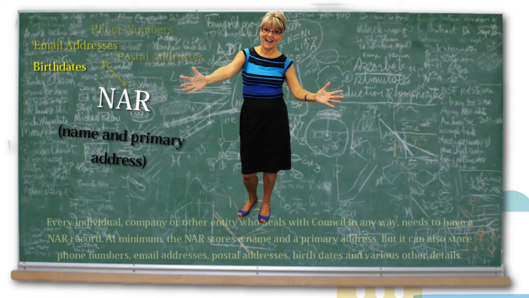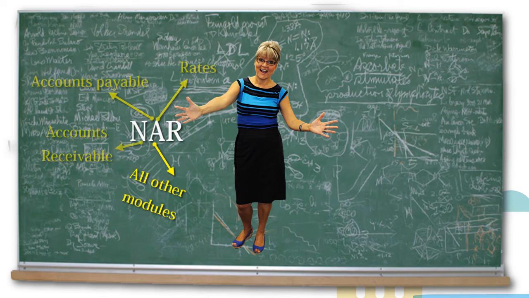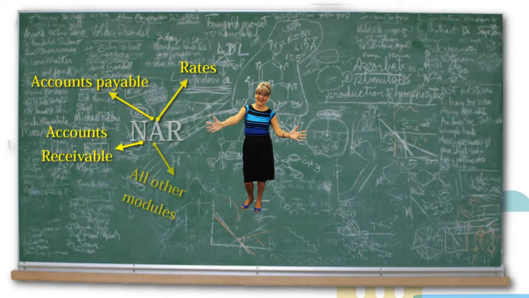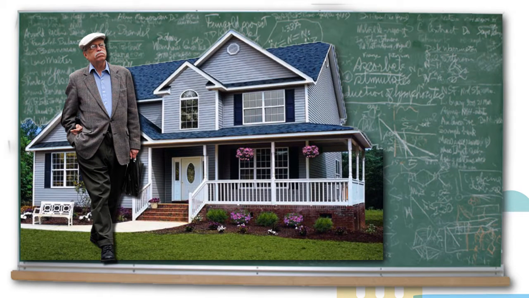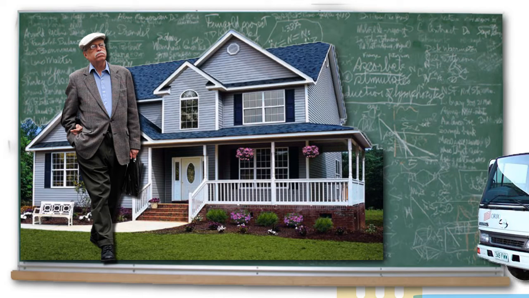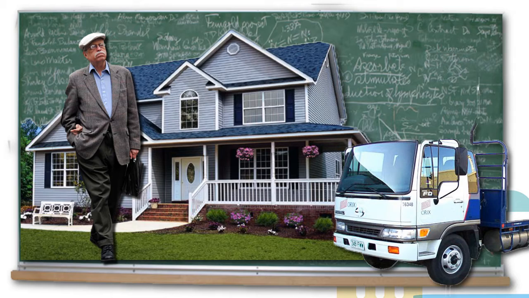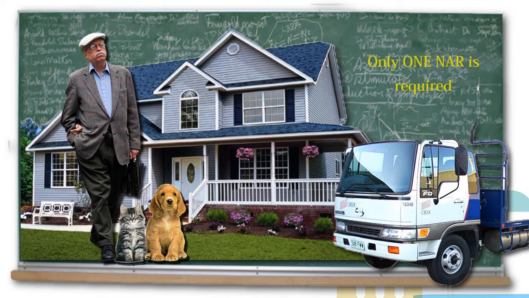The NAR record is always stored in the central name and address module and is connected to each module that it is used in. The benefit of this structure is that we only have to store a person's name and address in Authority once, even if they have many different accounts with council. For example, a person may own 2 or 3 properties, so they'll be the owner of the rates assessments and water accounts. The same person may also be a service provider to council, meaning they'll have an accounts payable account, and perhaps the same person also has a cat and a dog, meaning they're also an animal owner. Only one NAR record is required though, and it will be linked to all of these accounts.